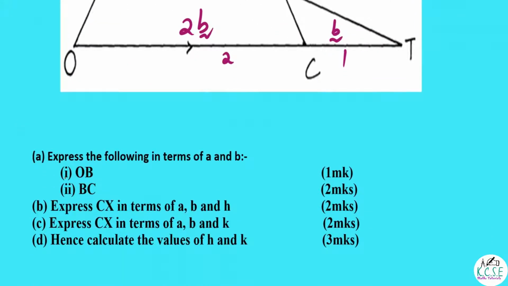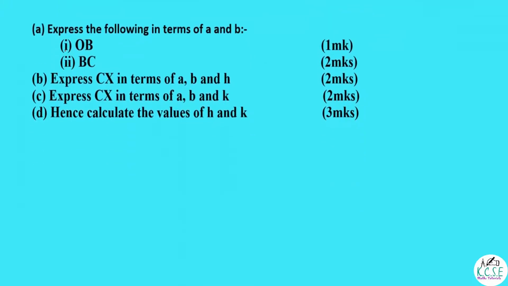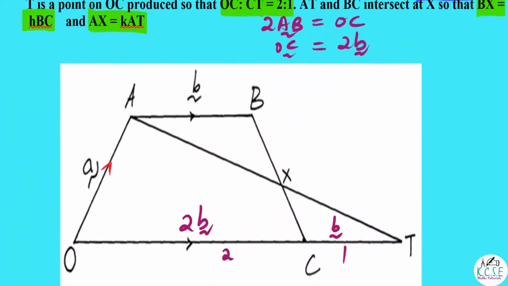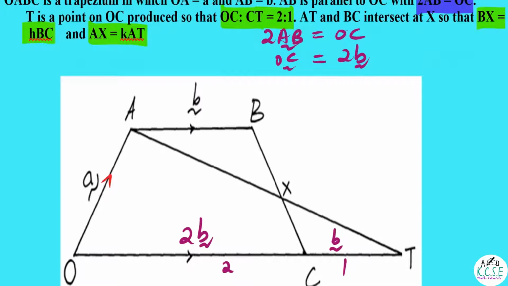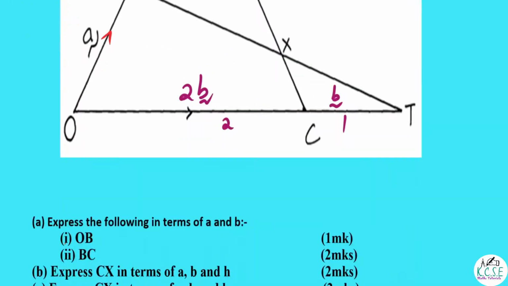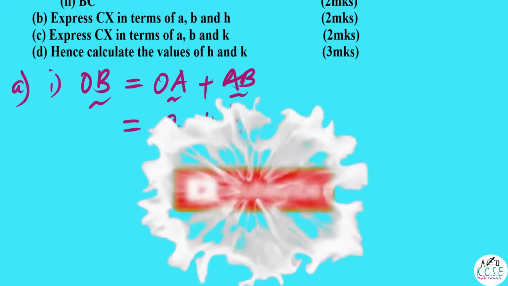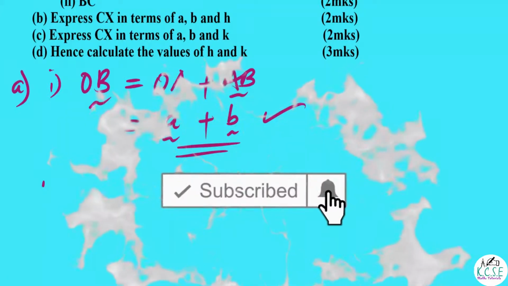Part A, express the following in terms of A and B. So part A, we have Roman 1, OB. Now OB is here, so to get from O to B, we are going to follow this route: OA plus AB. OA is A plus AB is B. So that one is as simple as that. So we go to the second part.